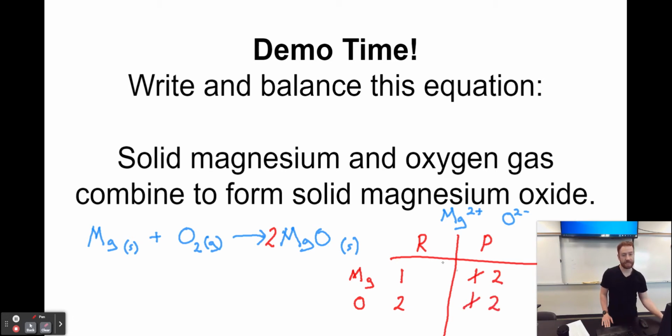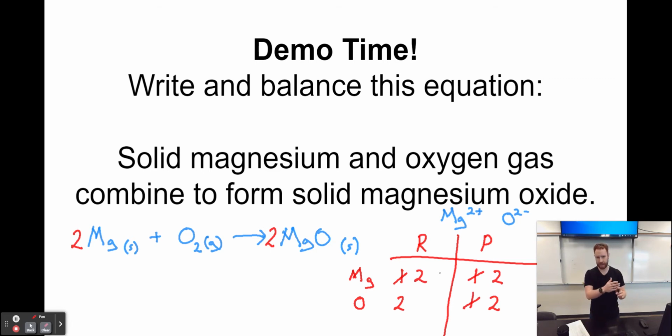Which means now the magnesium is imbalanced, but if I go over here and I put a 2 in front of this magnesium, that bumps the number of magnesium up, and now we have equal numbers of atoms of each element on both sides of the equation. So we have a fully balanced chemical reaction equation.